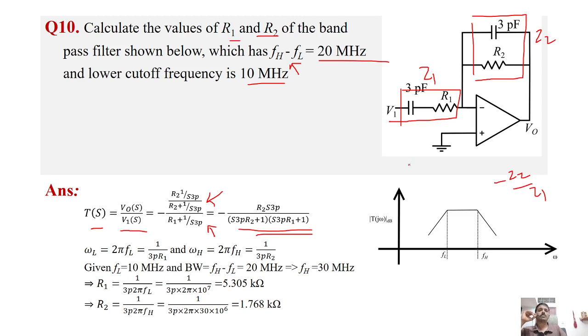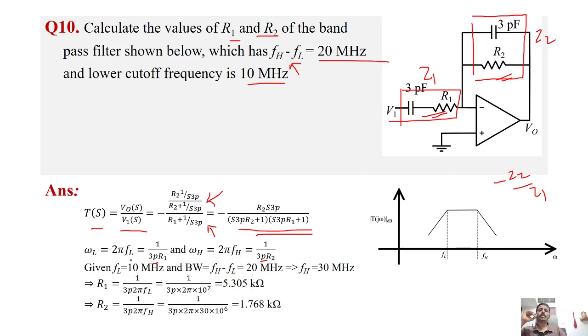So based on that, we found that R1 and C results in the lower cutoff frequency, and R2 and C results in the higher cutoff frequency. Then only it will act as a bandpass filter. So omega L will be equal to 1 by 3p into R1, where 3p means the 3 picofarad capacitor, and omega H is 1 by 3p into R2, where 3p is again the capacitor.